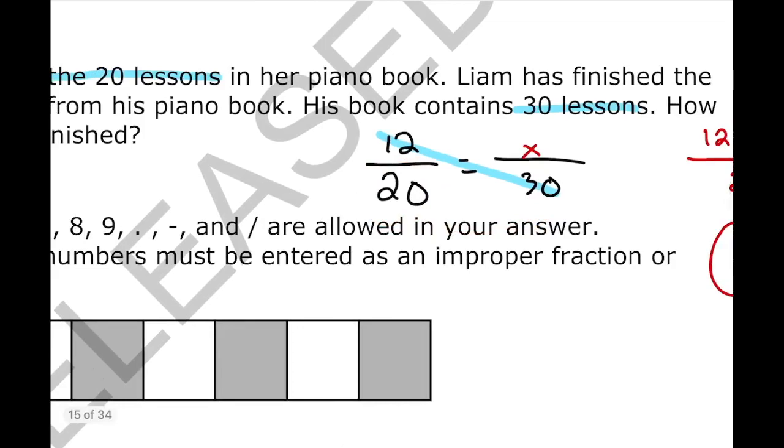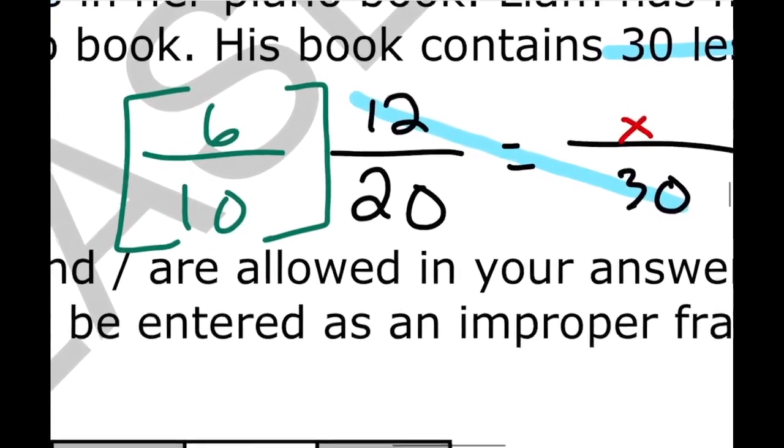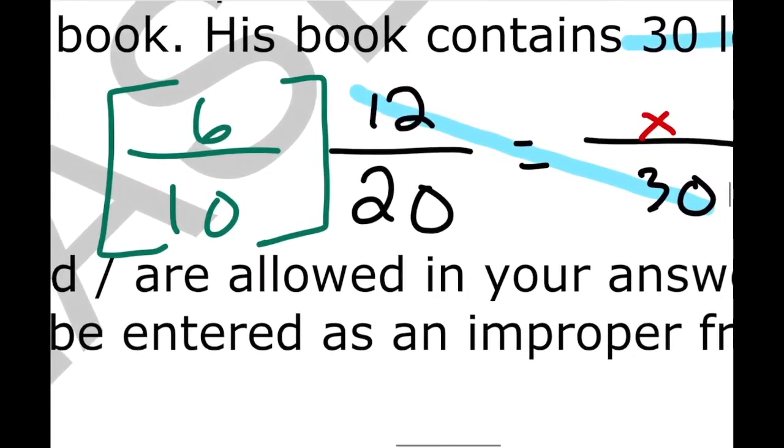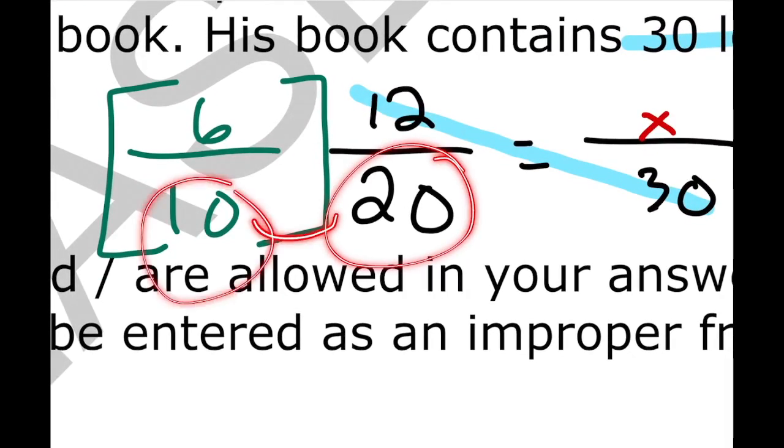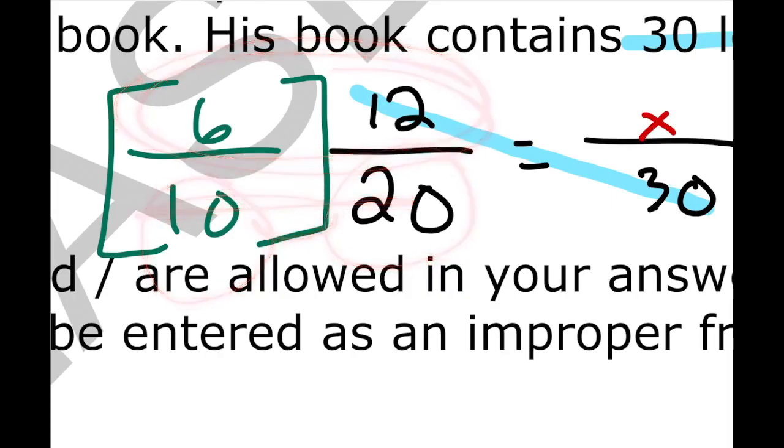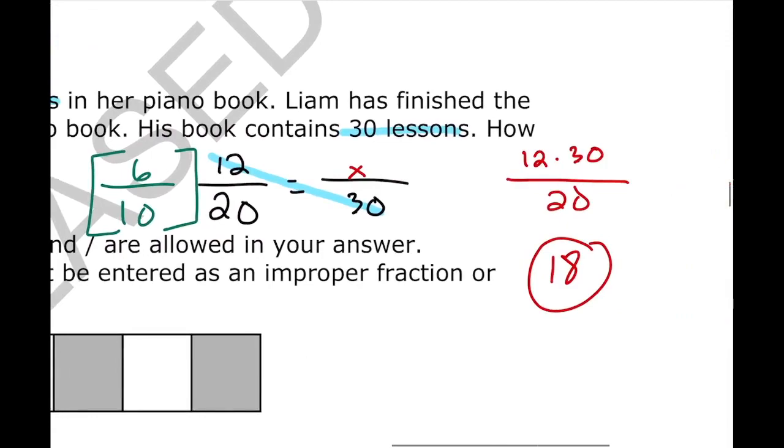Could I represent this original fraction as something over 10? Well, to get from 20 to 10, you would divide by 2. So what's 12 divided by 2? 6. So if I want to see what the total of 30 would be, I can do the 20 plus the 10 gives me 30 here. So my top would be the 6 plus the 12, which is 18. But cross multiply and divide will get you there as well.